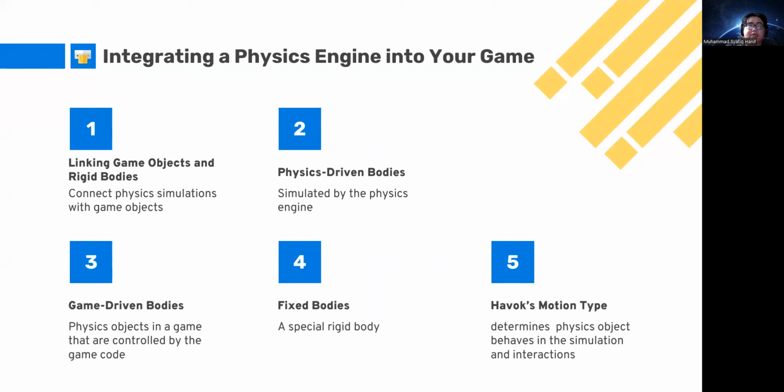Then we have the fixed body, a special type of rigid body. Then lastly, Havok's motion type, which categorizes objects into static, dynamic, or keyframe, and determines how the object behaves in a simulation.